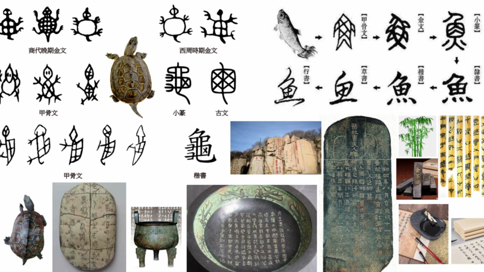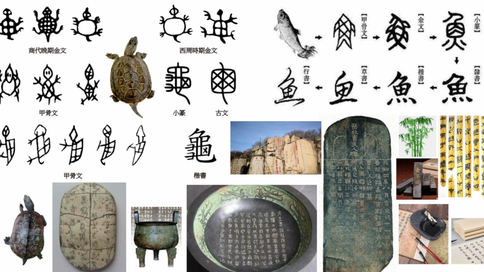Now, let's explore the evolution of the Chinese characters. Chinese writing has a history of over 3,000 years. It starts with oracle-bone script, used for inscriptions on bones and turtle shells for divination during the Shang Dynasty. The Shang Dynasty began around 1600 BCE.